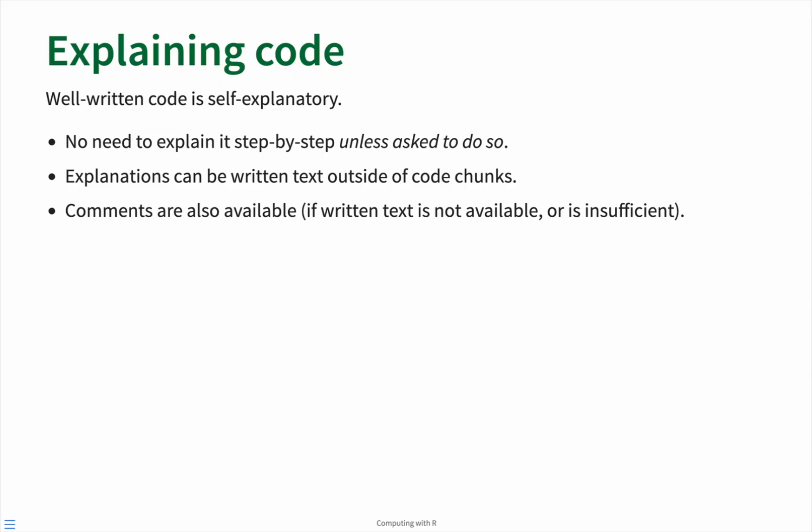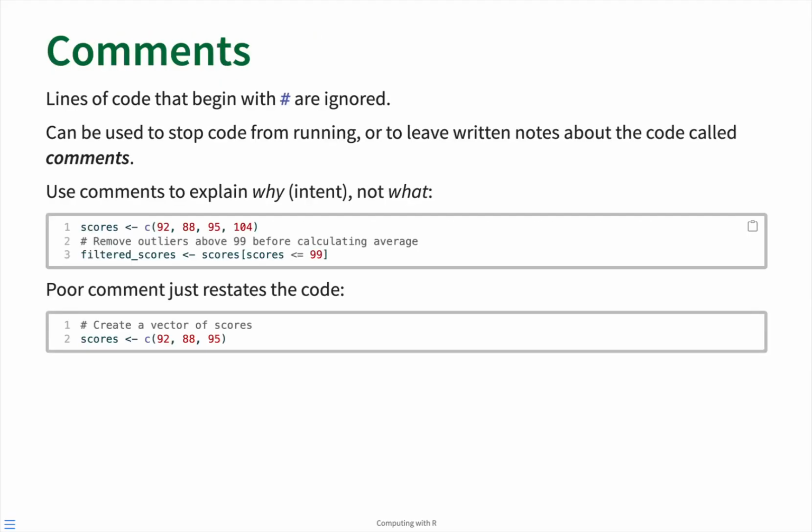You can also use something called code comments, which allows you to write text within sections of code, although that's not the preferred method that we would recommend. Any line of code in R that begins with a hashtag symbol is what's called a comment. That means that the contents of that line, anything after the hashtag, will be ignored. It won't actually be run.